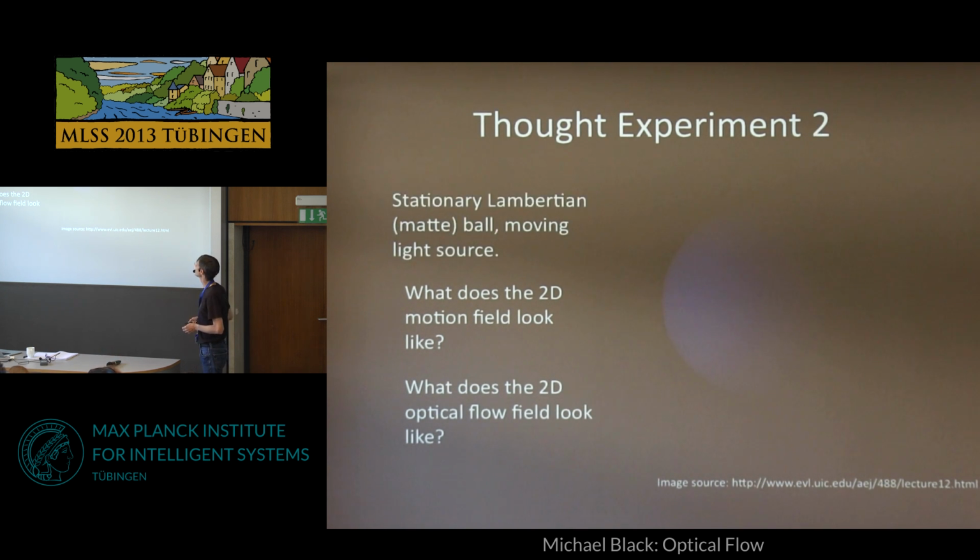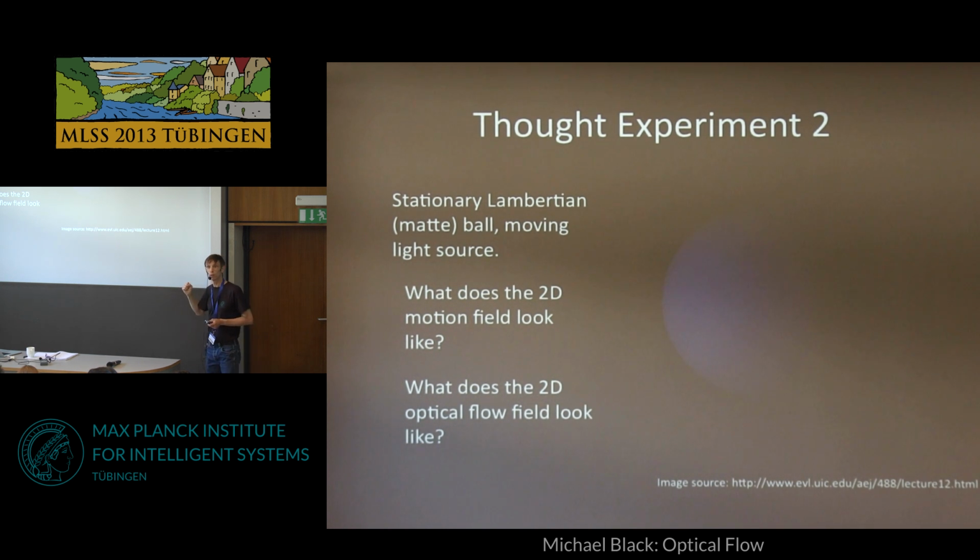So now imagine this case. I've got a stationary ball, and I'm moving the light source around it. What is the motion field? I see some motion. I see a lot of hands waving. What else? There's some vague sense the motion field looks like this. Remember, the motion is the three-dimensional motion of points in the world. The ball is stationary. It's constant. That's right. So the motion field here is 0.